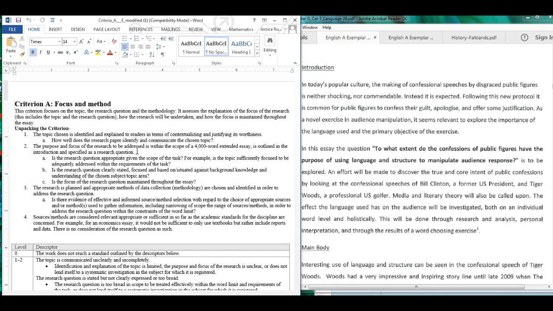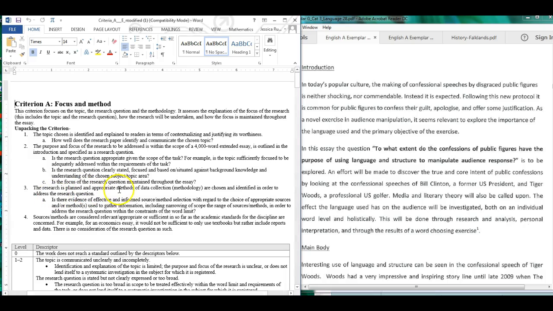Is the research question clearly stated, focused, and situated against background knowledge and understanding of the chosen subject area? In the introduction, after you get through some of the preliminary stuff, in your first couple of paragraphs, you should start building that context and showing your background knowledge on the topic to build towards that argument. Is the focus of the research question maintained throughout the essay? This is kind of an overall one. They're not neat criteria that are all packed in the introduction for criterion A, but most of it is. So you have to kind of read it.